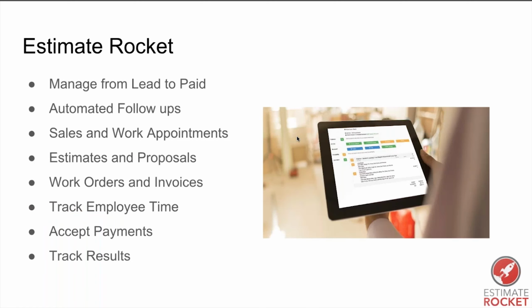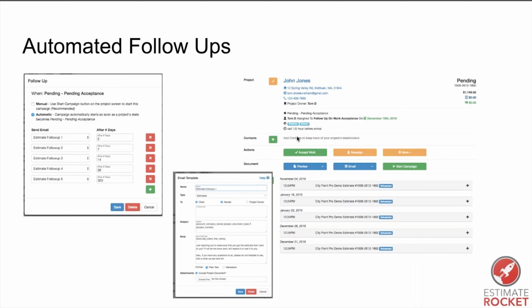So here's what we're going to talk about today. First of all, EstimateRocket is going to help you manage your projects from lead to paid. So from the sales cycle to the work phase, all the way through collecting on your invoices, EstimateRocket can really manage that whole process very effectively. The first piece of that puzzle is really automated follow-ups. We think the estimating comes first, but I really put automated follow-ups in there because that's one of the things that's going to happen right out of the gate when we start entering a project.